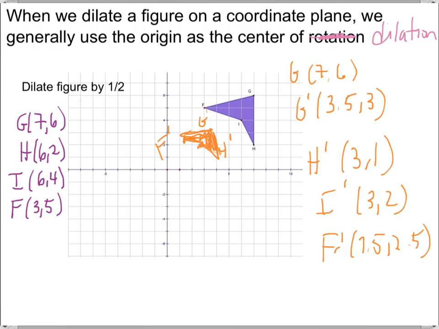And what we know about that is that the corresponding side lengths, you would have to multiply this side length by half to get to the original side length. You have to multiply this side length by half to get to this one. Likewise with this one, and this one, and this one, and this one.